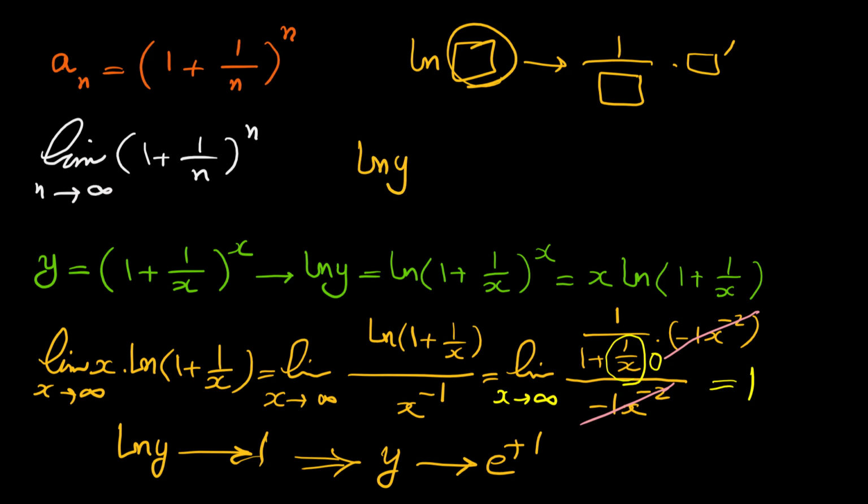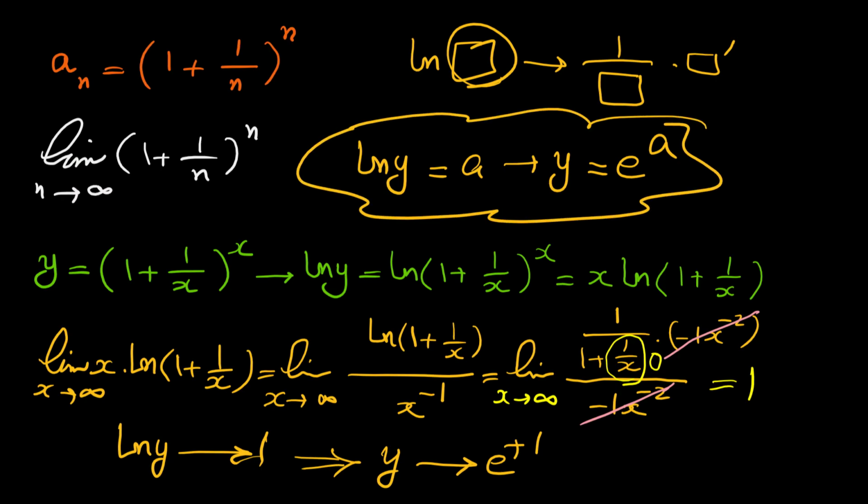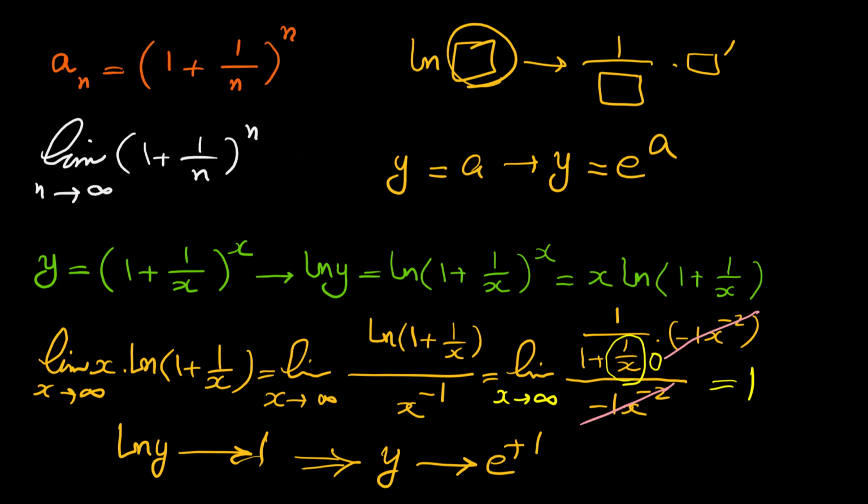Remember, when we want to solve ln of y equals a, y would be e to the a. You should be familiar with solving this type of equation. We know this rule. So because ln of y approaches 1, y approaches e to the 1. So this limit is e to the 1, or simply e.